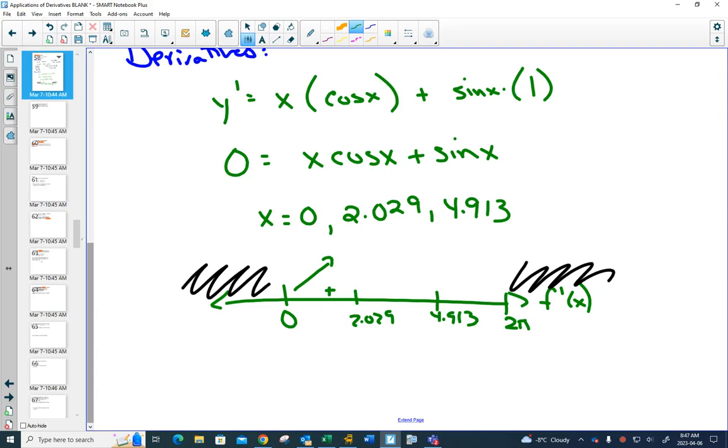Between 2.029 and 4.913, I'd probably choose pi. Cos of pi is -1. Sine of pi is 0. -1 times pi will be negative. This section is decreasing.